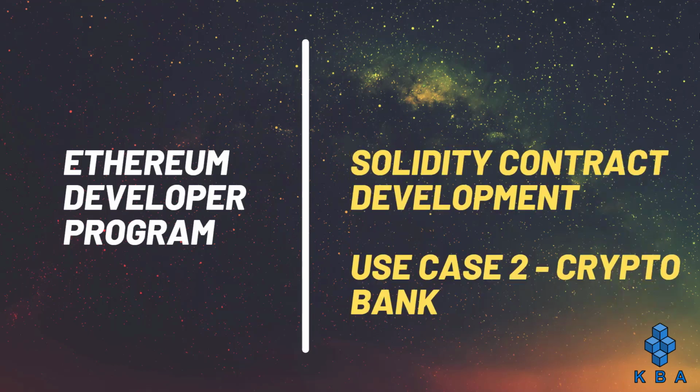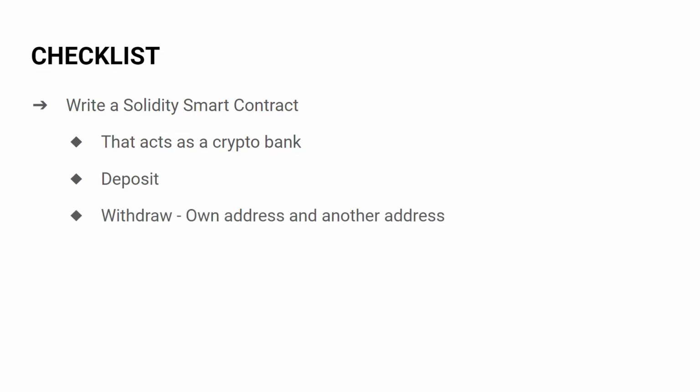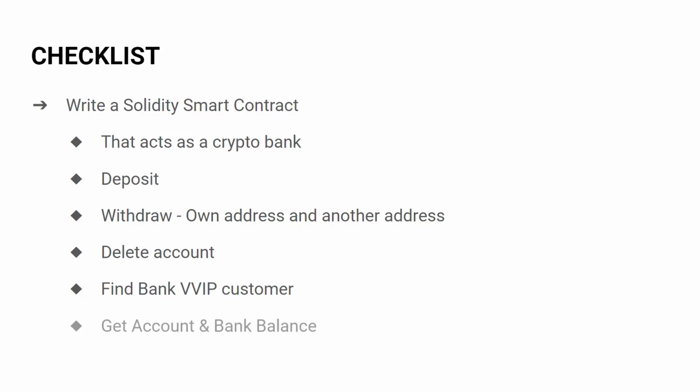Okay, the checklist. This time we will write a Solidity smart contract that acts as a crypto bank. The contract will have the option to deposit ether, withdraw ether to your own address and to another address, and an option to delete the account. The bank admin will have the option to find the VIP customer of the bank, which means the customer with the highest bank balance.